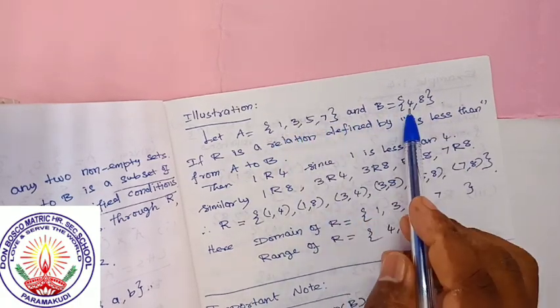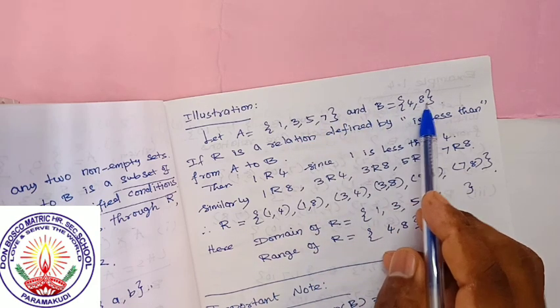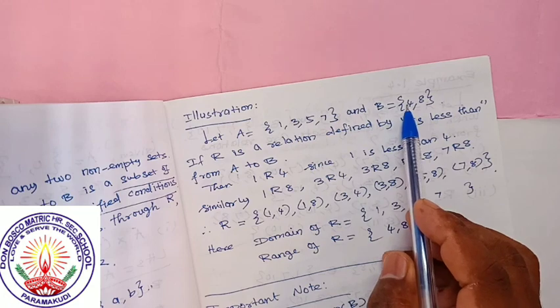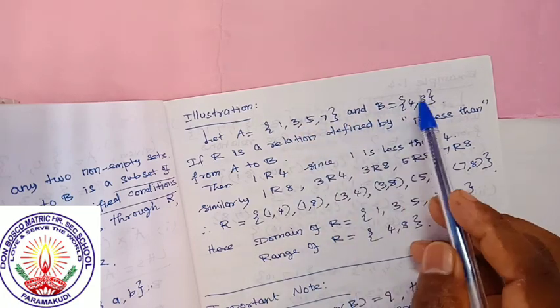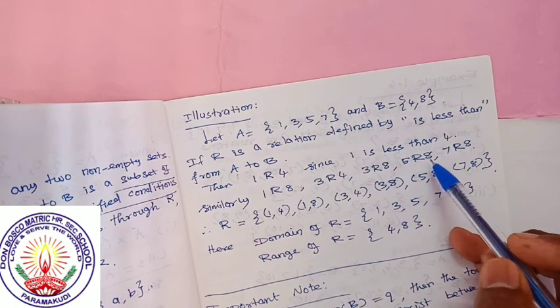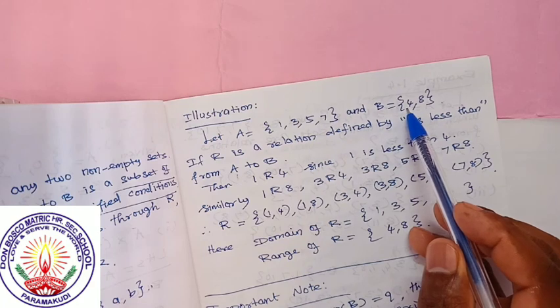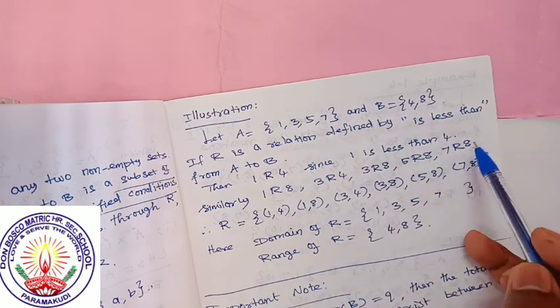Like that, 3 is less than 4. It's also correct. 3 is less than 8. It is also correct. 5 is less than 4? No, 5 is not less than 4, so the relation will not have it. But 5 is less than 8. Therefore, 5 is related with 8. 7 is less than 4? No, so it will not be there. 7 is less than 8? Yes, so 7 is related with 8.